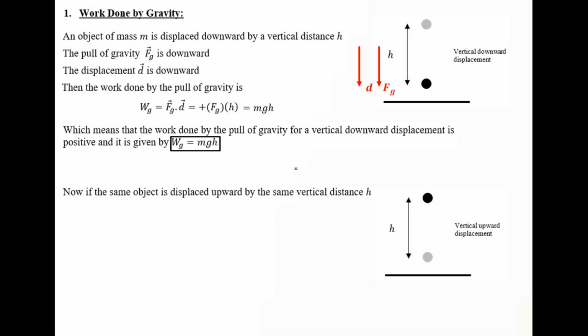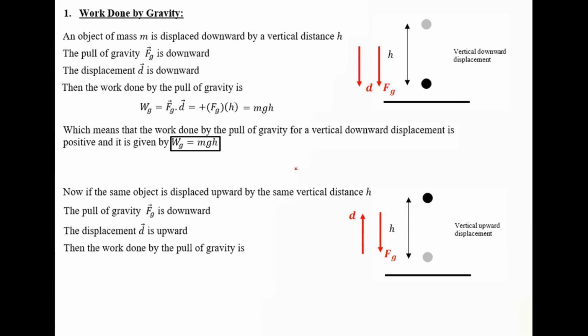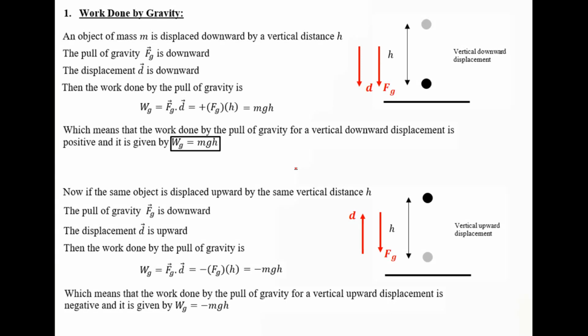Now if the same object is displaced upward by the same vertical distance h, the pull of gravity is downward and the displacement is up. Then the work done by the pull of gravity is given by minus Fg h. Why minus? Because now the vectors are anti-parallel. No need for a cosine, and it would be minus mgh, which means that the work done by the pull of gravity for a vertical upward displacement is negative, and it's given by minus mgh.